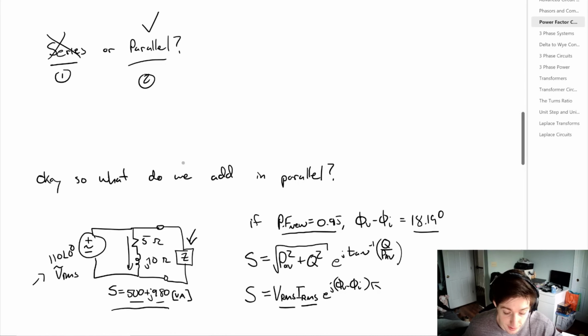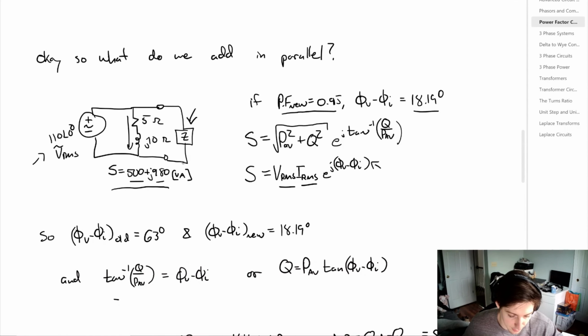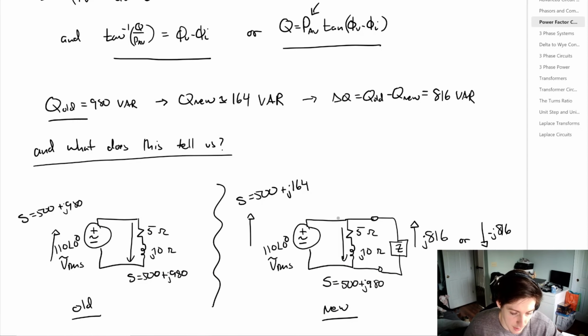So what we can say is that the tangent inverse of Q divided by P average is equal to phi V minus phi I. And from that, we can simply just rearrange this equation to be the following. And we know that for this system, that average power is going to be that 500 watts that we delivered. So the old reactive power was 980 volt amp reactive, but that new reactive power is approximately 164. So the delta Q, or the difference between the old and the new, is equal to 816 volt amp reactive.